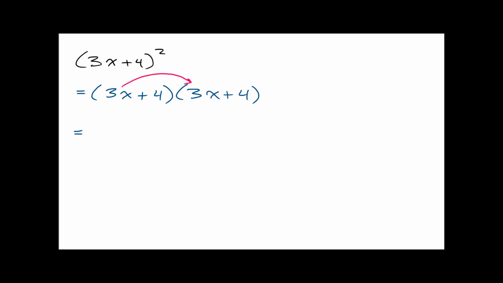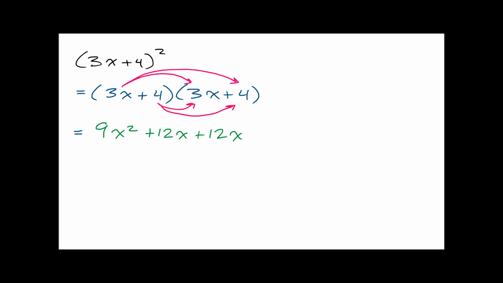So let's start with 3x times 3x. 3 times 3 is 9. X times x is x squared. Now, let's multiply the first term by the last term. 3x times 4 gives me positive 12x. Let's multiply the middle terms together. So 4 times 3 is plus 12x. And then finally, 4 times 4 is 16.